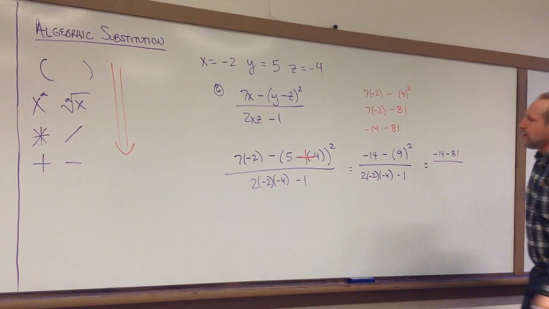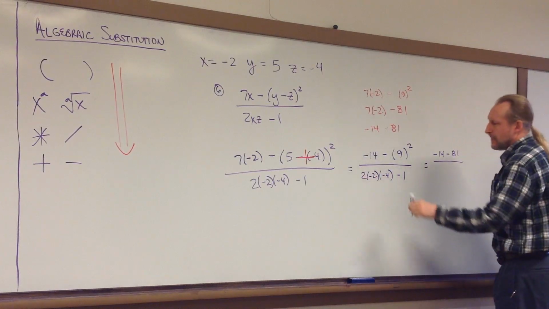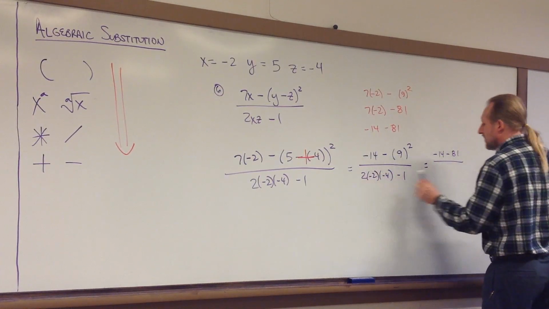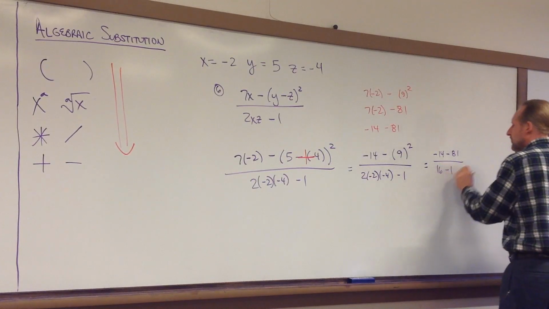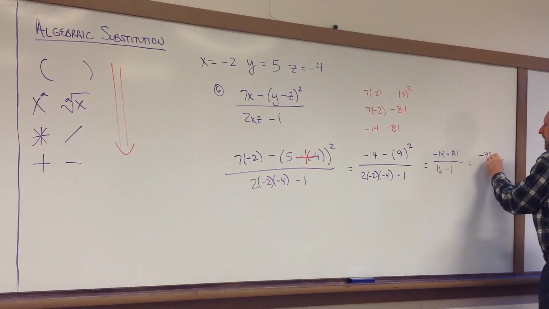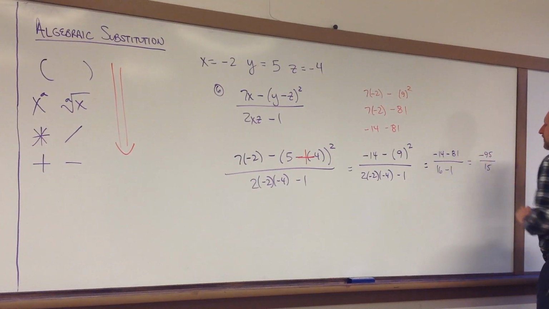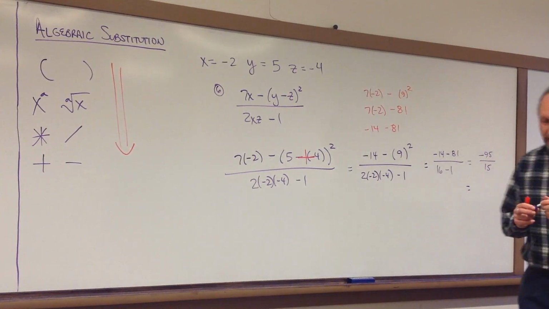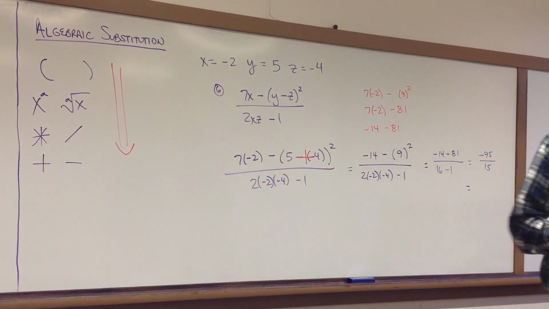Let's see, on the bottom, we want to multiply. Negative 4 times negative 2 is 8, times 2 is 16 minus 1. So this is negative 95 over 15. And this will reduce. You can go ahead and divide this on your calculator like I suggested a few minutes ago. Let's see what that looks like.